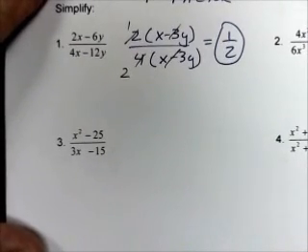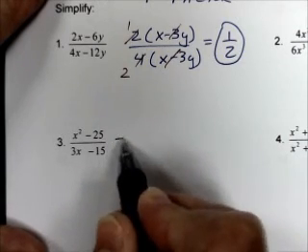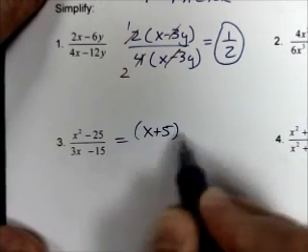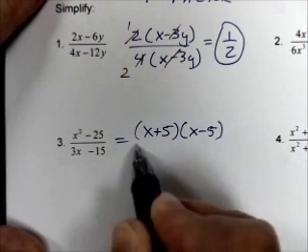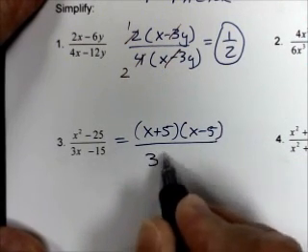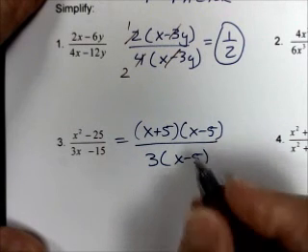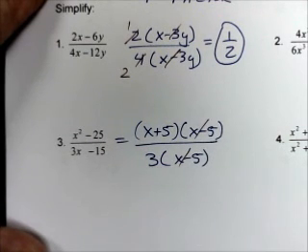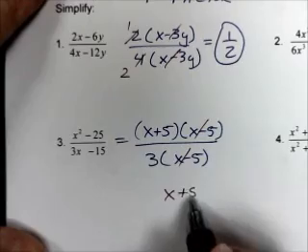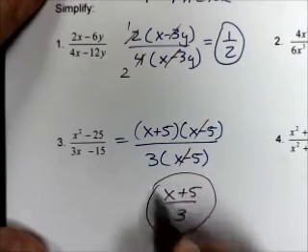Number 3, difference of two perfect squares, x plus 5 times x minus 5. GCF in the denominator, 3, x minus 5. x minus 5 is common, they divide out, so we're left with x plus 5 over 3.